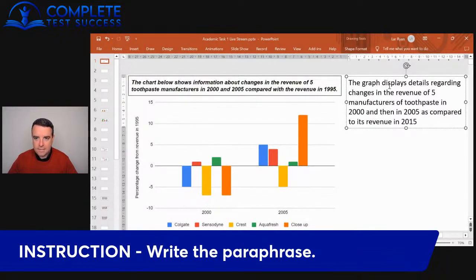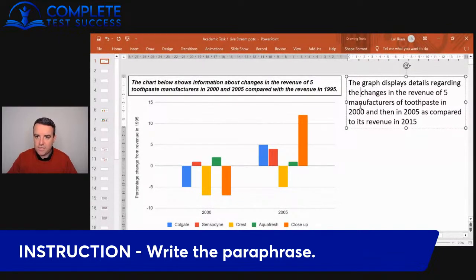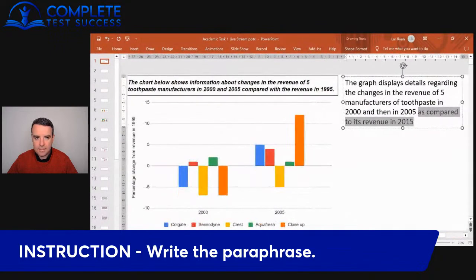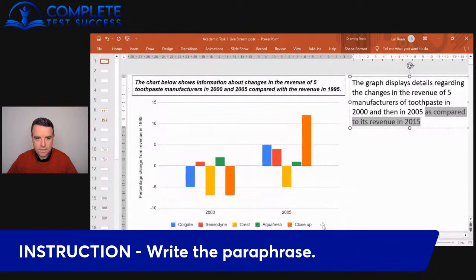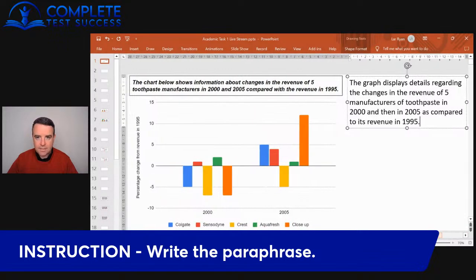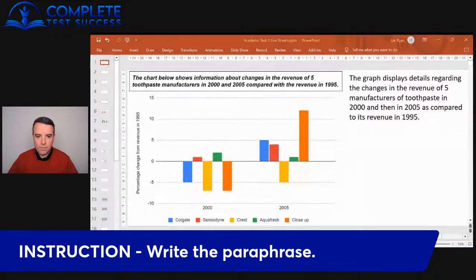Okay, the graph displays details regarding the changes in the revenue of 5 manufacturers of toothpaste in 2000 and 2015 as compared to its revenue, and then we just changed that to 1995. So very little to be changed. A great piece of writing. The language is lovely. Just that one little mistake. And there we are. Thing is as well, you very likely would have noticed that mistake yourself when you were rereading it at the end. But yeah, great piece of writing there.